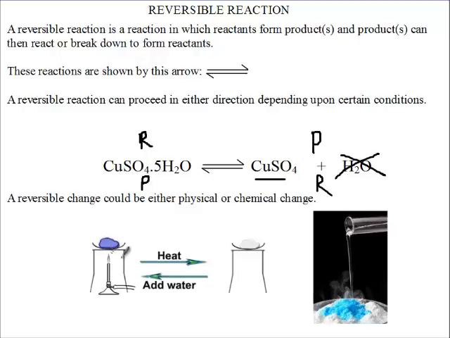So here copper sulfate is heated, we get anhydrous copper sulfate. You add water, and then you come back to your hydrated copper sulfate. That is what we call a reversible reaction. It is a reaction that takes place in two different directions, provided certain conditions are met.